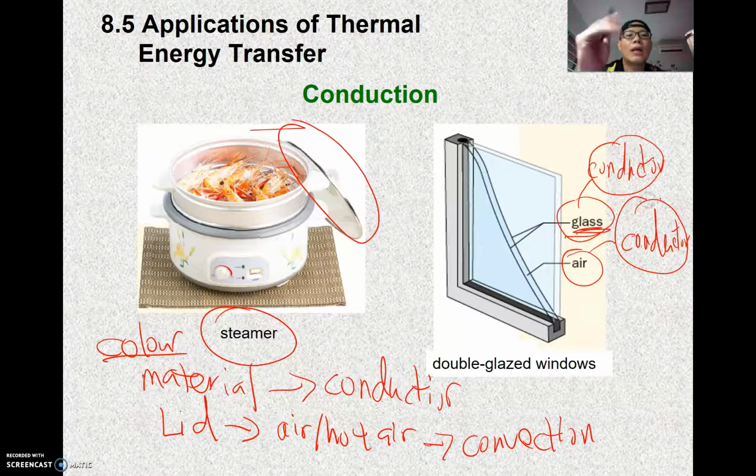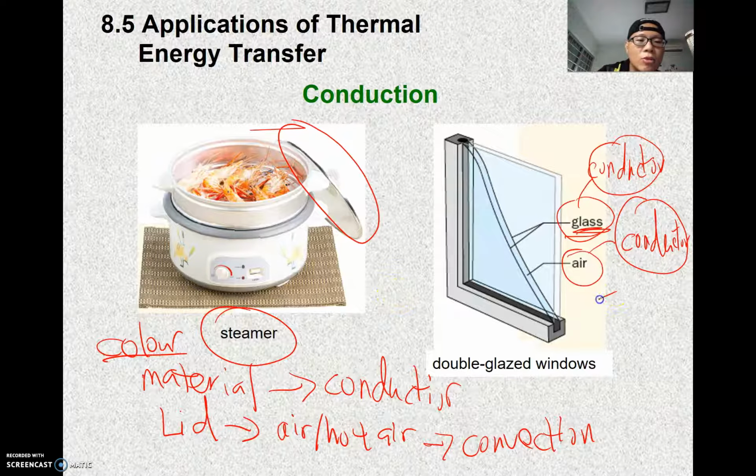So when we look at the double glazed window, it is actually to reduce heat loss or heat gain, the heat conducted out or conducted into the building at different seasons. For example, if we are in winter, the outside temperature is higher.